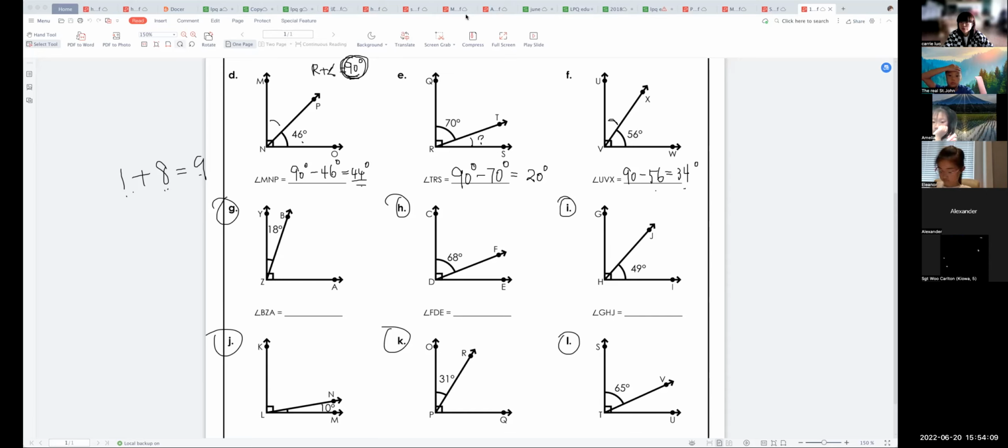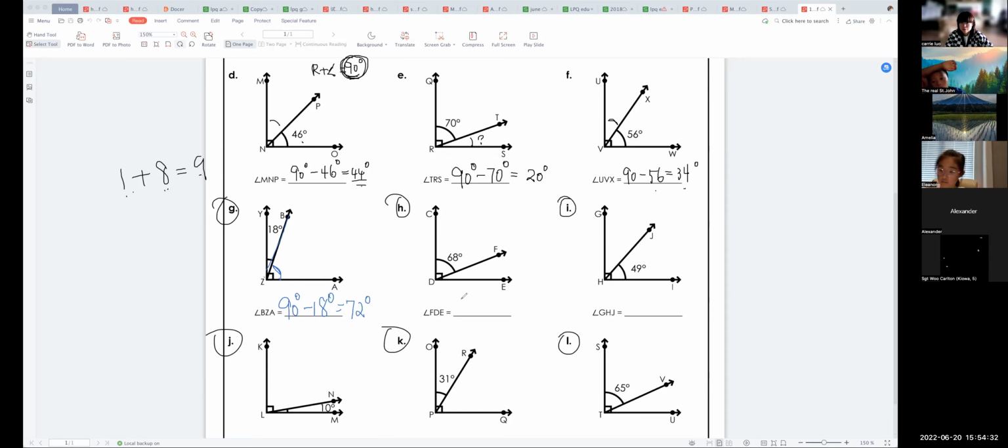Okay, very good. So Amelia and Eleanor, do you want to just tell me? So we are going to just move on, okay? So the angle BZA, so it's this one. So it's 90 degrees minus 18 degrees equals 72 degrees.